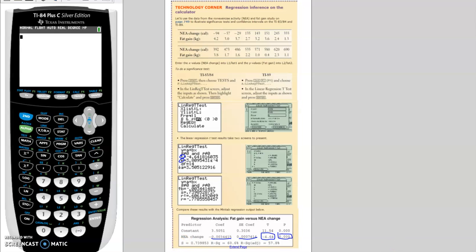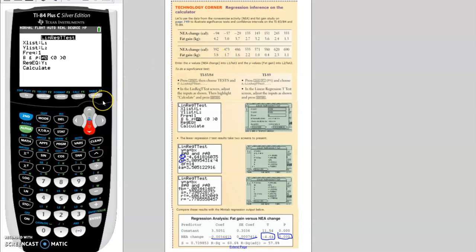I have the data typed in for the non-exercise activity and fat gain into list 1 and list 2. You can see this table typed in here. So what I can do is go to stat and then test, and toward the bottom of the list is the LinRegTTest, option F on my calculator. I can run that. My X list is list 1, Y is list 2, I leave frequency as 1, and then you have to decide what type this is. For this question we were answering with this data, it was a not equals test.